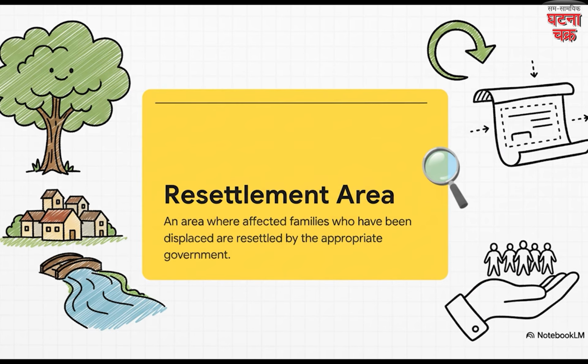And the official answer is our second key term, a resettlement area. This is where the government's responsibility kicks in. It's a designated area where displaced families are supposed to be given a new place to live. It's the official solution, although actually creating a new sense of community and belonging in these areas, that comes with a whole other set of challenges.